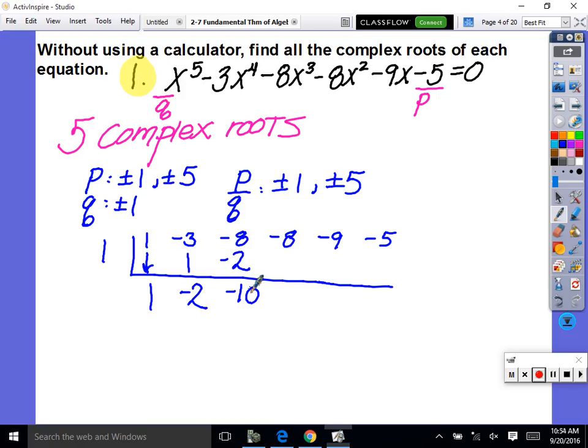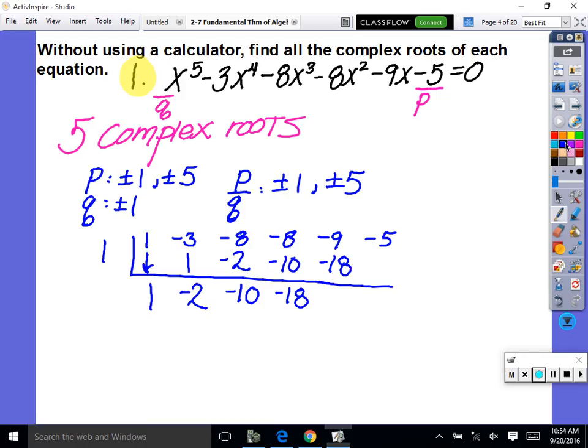So -10 times 1 is -10. We add straight down and get -18, correct? -18 times 1 is -18, and then we add straight down. Are we going to end up with a remainder of 0? Let's think logically, no. So I'm going to stop. Why keep going with it, right? That's what we're trying to test here.